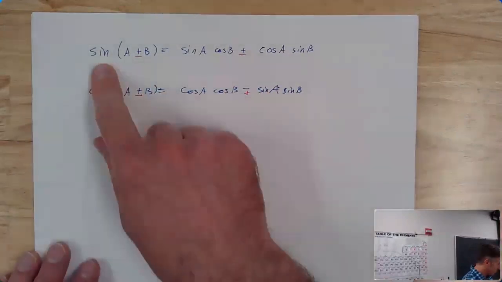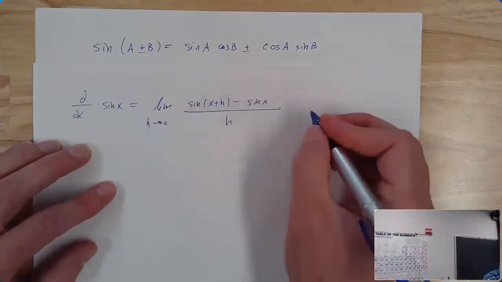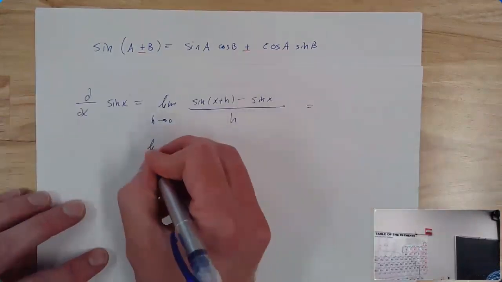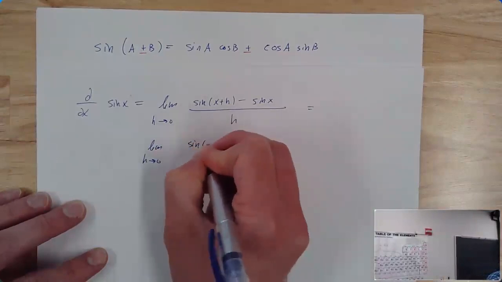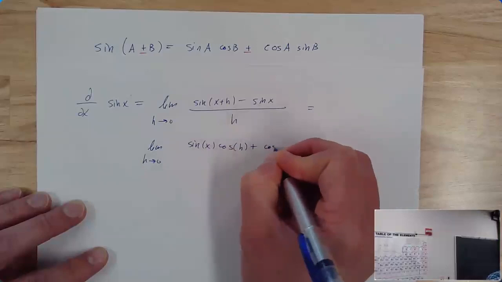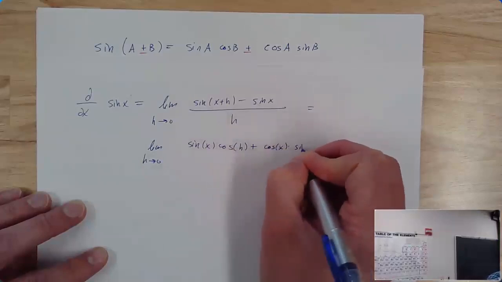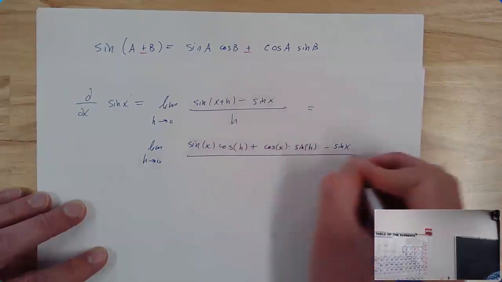So we're going to use this first one, that sine of x plus h is going to equal sine of x times cosine of h plus cosine of x times sine of h. And we still have the minus sine of x all over h.